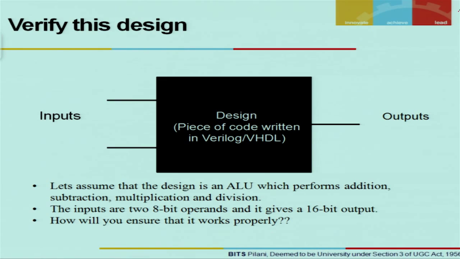Now let's assume that this is an ALU design which performs a certain set of operations like subtraction, addition, multiplication and division. How do we ensure in that case that this design works correctly, given that it has two sets of 8-bit inputs and a 16-bit output? So the first thing that comes to mind is that I'll provide all possible values to the inputs and check whether the outputs are correct, and then check different corner cases based on the specifications of the ALU design to make sure that the outputs are as required.